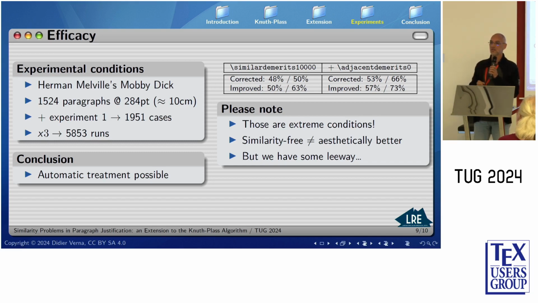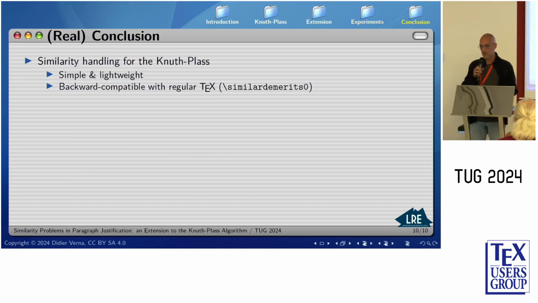The purpose of these experiments is only to give a feel of the leeway we have. In other words, when we have a similarity problem, is it possible to find alternatives automatically? But ultimately, whether a similarity-free solution will eventually look better than the one that TEC chose is ultimately in the eye of the typographer. Okay, so you need to look at that. But those experiments show you the leeway that you have.